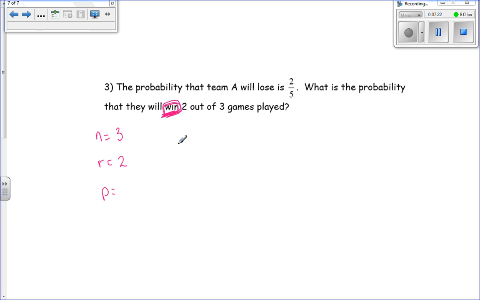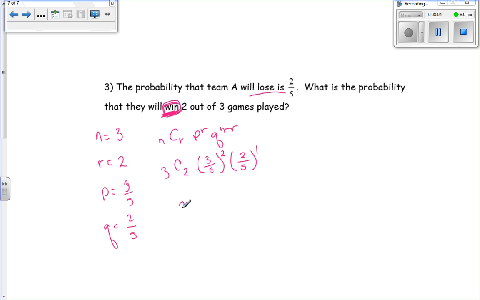Okay? So in order to win, the probability of winning is 3/5. The probability to lose is 2/5. So this is 3/5. And then Q is the 2/5. So it is N C R, P to the R, Q to the N minus R. So it's 3C2, 3/5 to the second, and 2/5 to the first.